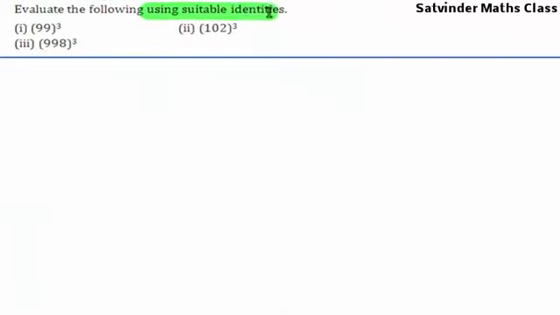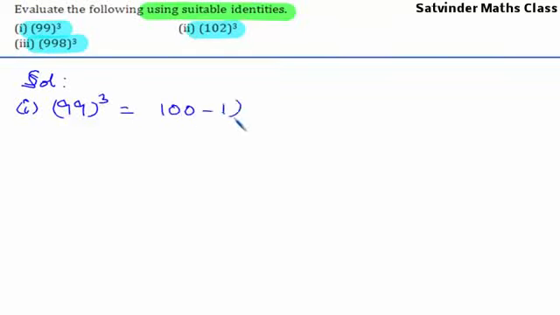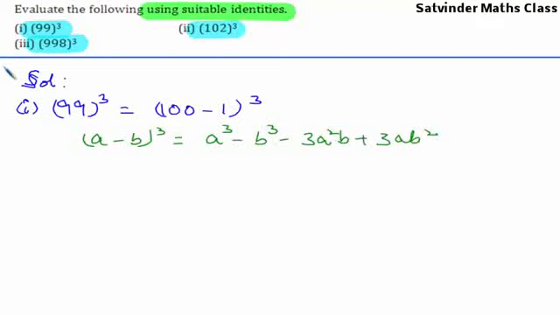Using suitable identities, you need to evaluate 99 whole cube, 102 whole cube and 998 whole cube. Let us take the first one, which is 99 whole cube. This can be written as (100 minus 1) whole cube. Let us recall the identity (a minus b) whole cube is equal to a cube minus b cube minus 3a square b plus 3ab square. This is an important identity that you need to remember.